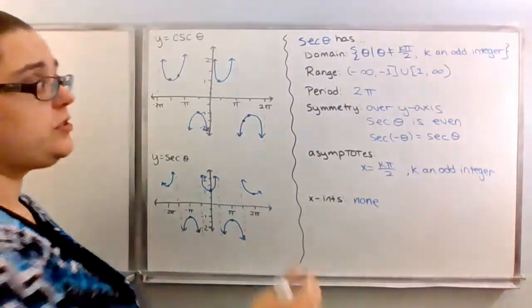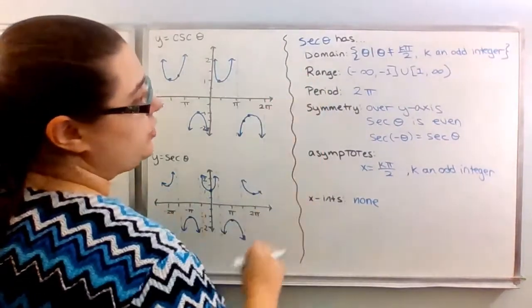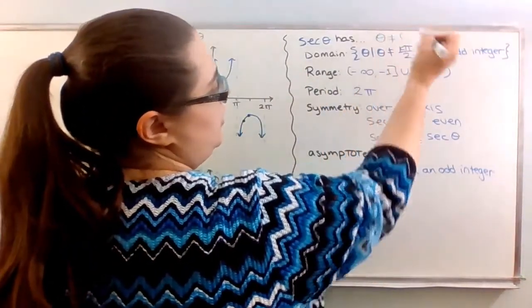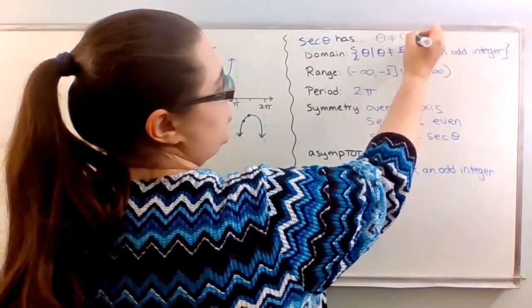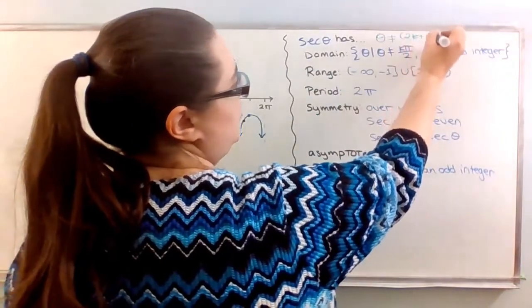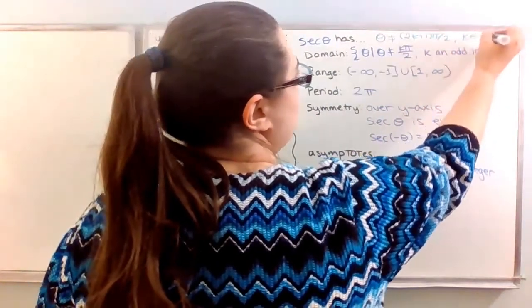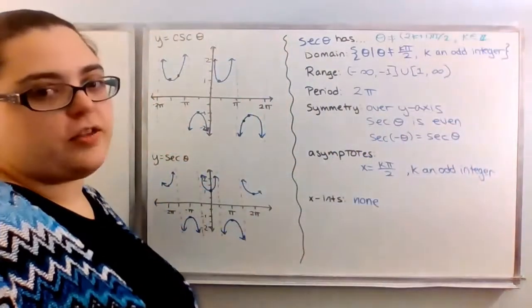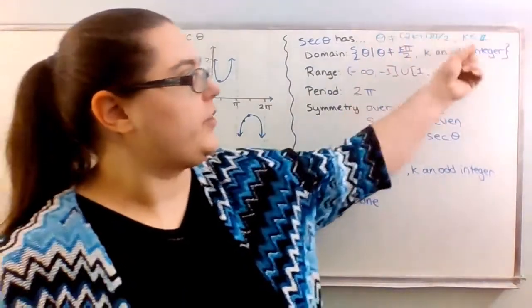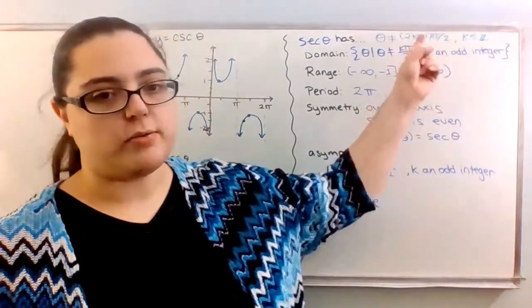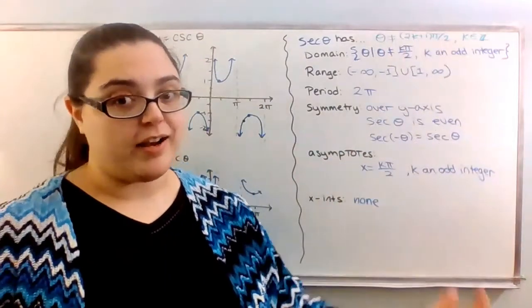You could also write the domain here if you preferred. You could write that as theta does not equal, I'm short on space here, but I'll do (2k plus 1) pi over 2, where k is an integer. So that's another way that this domain is often expressed. So 2k plus 1 or 2k minus 1 is another way of writing an odd number.